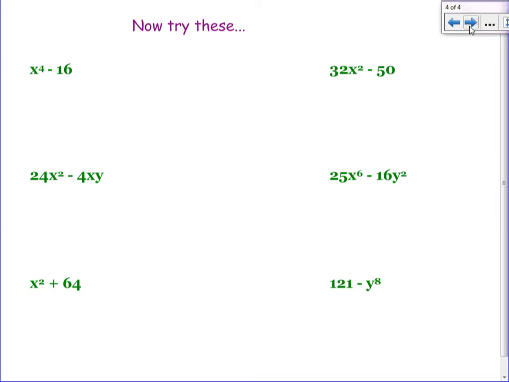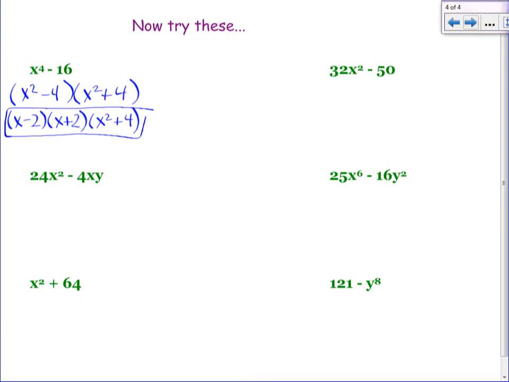All right, so not all of you are done, but we're going to go through this first one right here. What would this first set of answers be? Because this one you can do twice. X squared minus 4 and x squared plus 4. This one isn't done yet because this one on the left we can break down again. And then this one on the right we just copy down again because we cannot factor that one. So there is the answer.